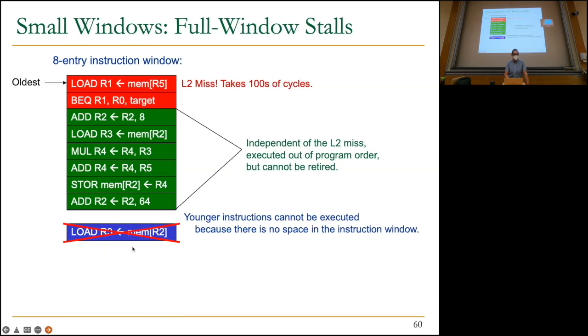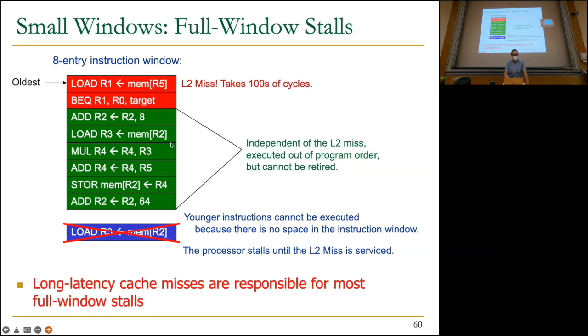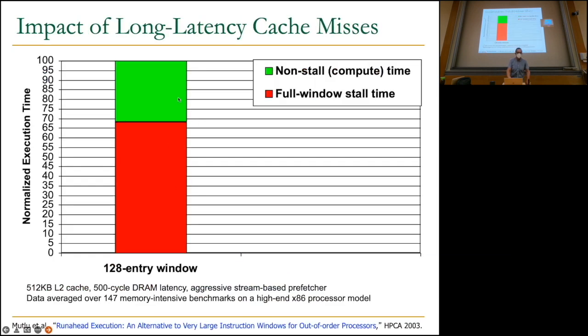So you basically keep stalling for instructions that keep missing in the caches because you have a small window that cannot tolerate the latency of the miss, hundreds of cycles. You really need to bring in many more instructions into the processor to tolerate hundreds of cycles of latency. We also said that long latency cache misses are responsible for most full window stalls. This is a study that we did with Intel across all of their workloads. We found that most of the time the processor is stalling for L2 cache misses.